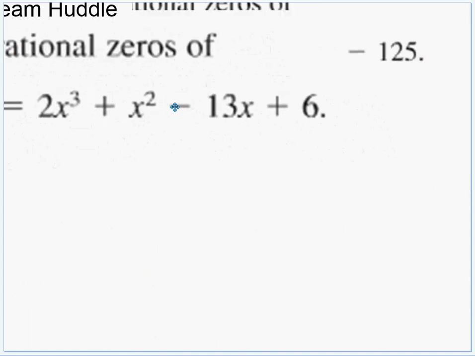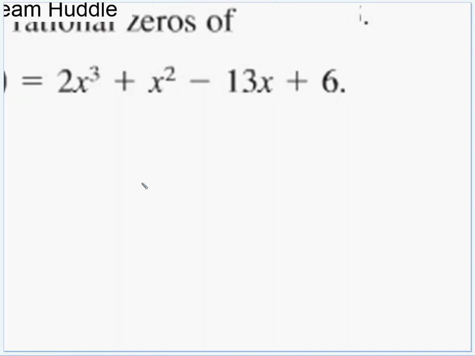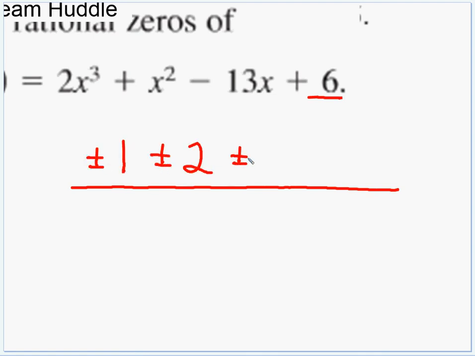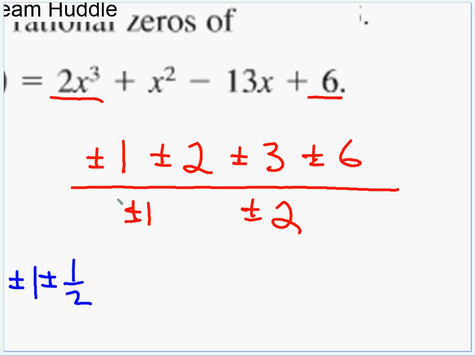Okay, now for this one, let's see here. Just listing all these possibilities is quite a chore. Our constant at the end is 6. The numbers that divide into 6: plus or minus 1, 2, 3, and 6. Denominators will be the factors of 2: plus or minus 1, plus or minus 2. All right, I always like to start up here in the numerator, so we're going to have 1 over 1 and 1 over 2. So plus or minus 1, plus or minus a half.